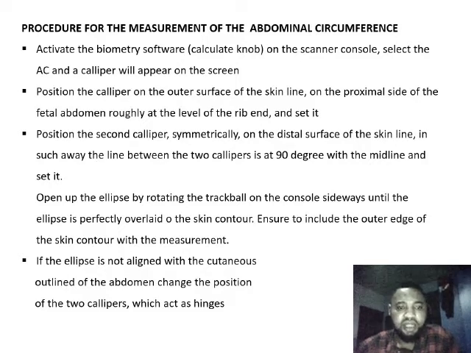Open up the ellipse by rotating the trackball on the cursor sideways until the ellipse is perfectly overlaid on the skin contour. Ensure to include the outer edge of the skin contour with the measurement. If the ellipse is not aligned with the cutaneous outline of the abdomen, change the position of the two calipers, which act as inks.